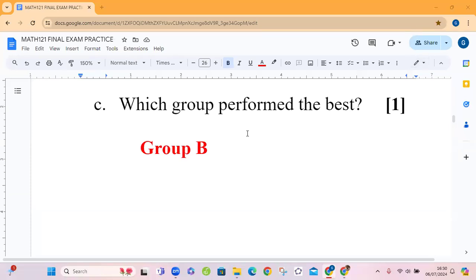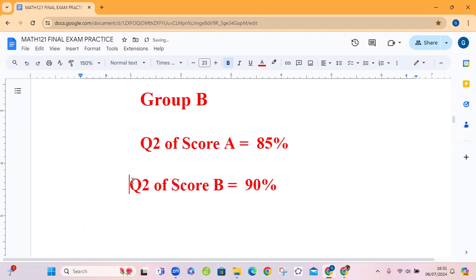In part C, it says which group performed the best? It is clearly group B. Group B performed the best because it has the greater median. The median for B is 90%, whereas the median for A is 85%. And the values for B are higher than those of A. So group B performed the best, with the higher median of 90.